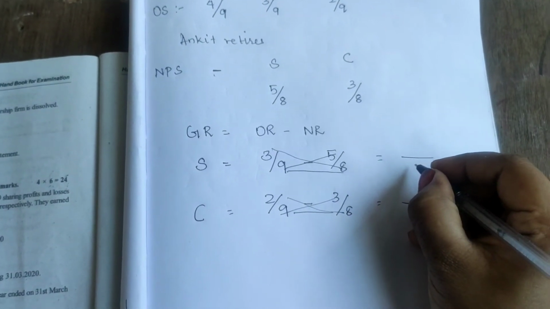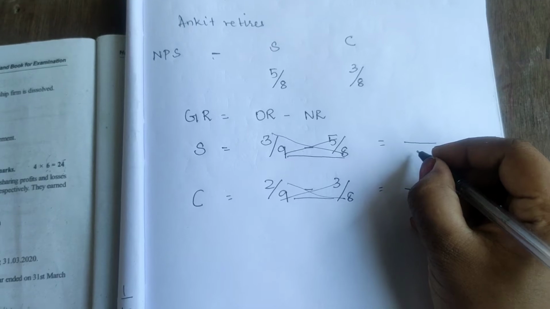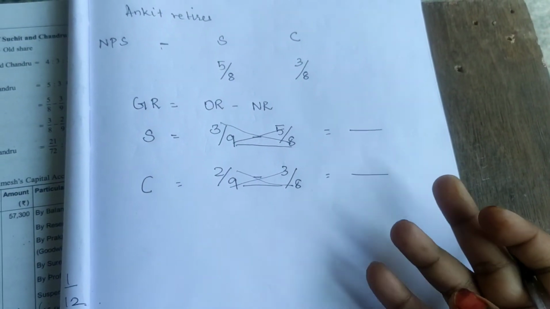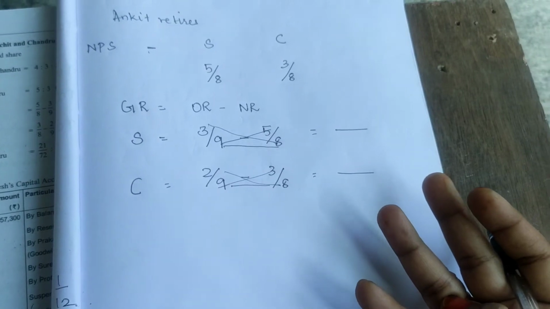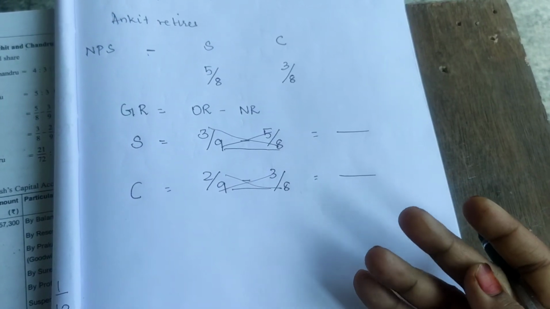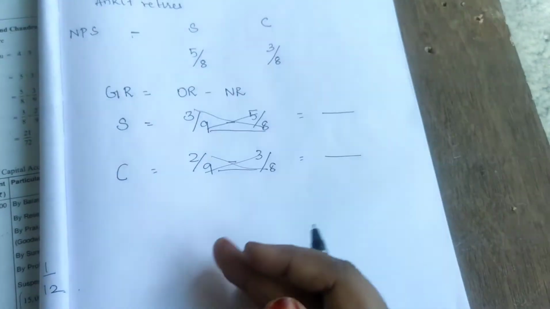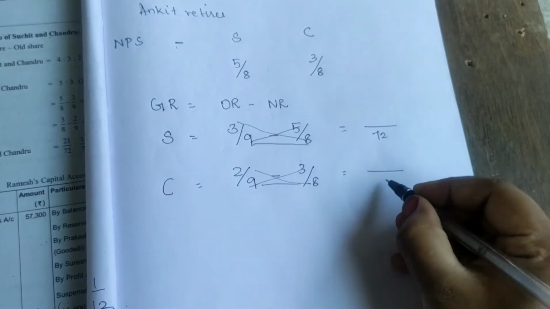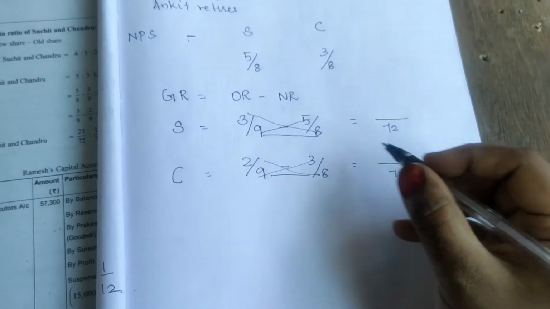So 9 8s are 72. Okay, 72 is the answer. Same here also we'll write 72.